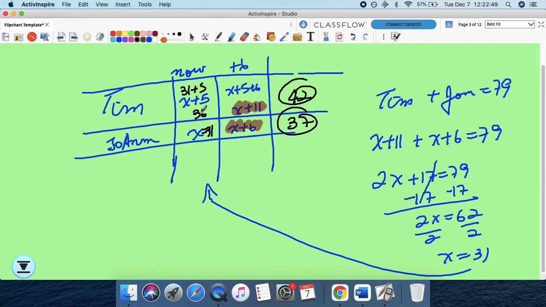Okay. So Tim is 36 right now. In 6 years, he's going to be 42. Joanne is 31 right now. In 6 years, she's going to be 37. Right? So it's just substitute there.